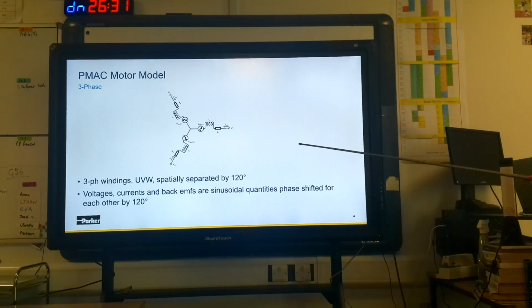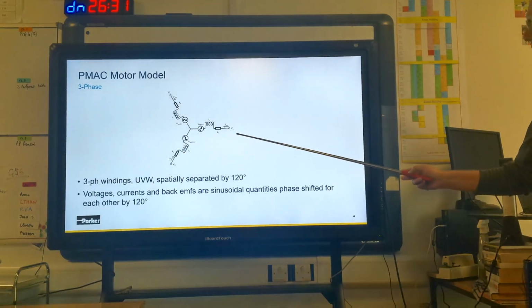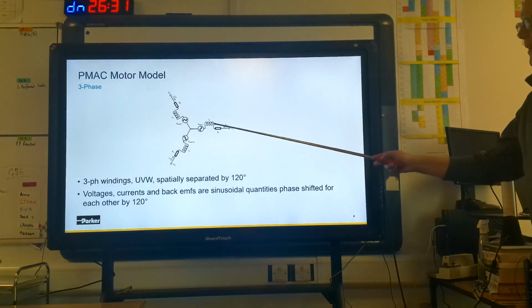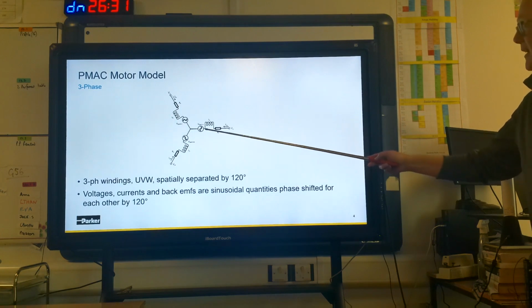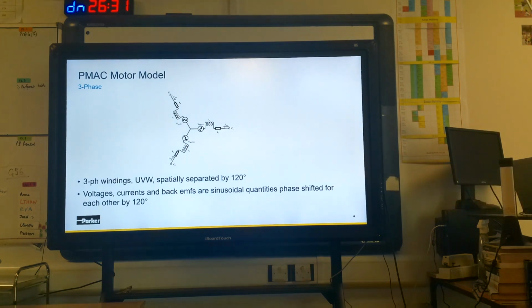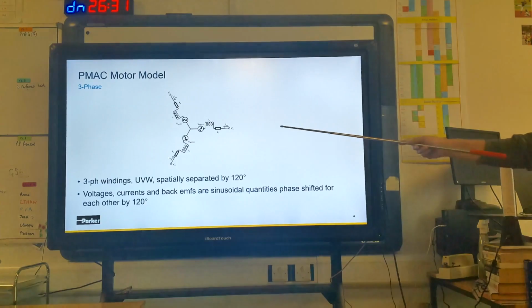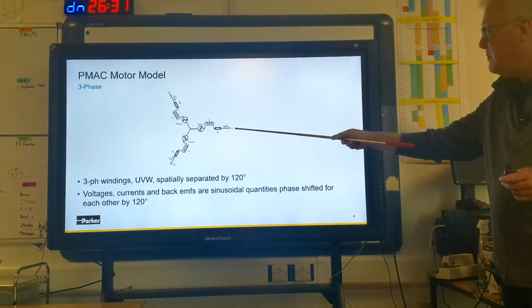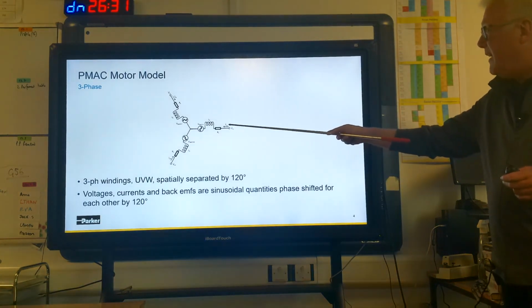It's got 3 windings, and each winding has got a resistance, an inductance, and a back EMF. The windings are spatially separated by 120 degrees in a 3-phase machine, electrical degrees. And by convention, we normally call them U, V and W, although I think UVW is a German convention. So, for example, V_U over here, I_U over here, and so on.